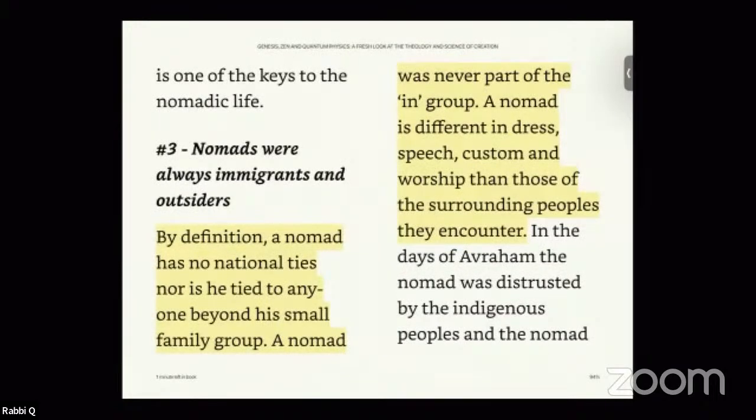Nomads were always immigrants and outsiders. Okay? They never were actual citizens of the nations around them, ever. Okay? They stuck to themselves. Doesn't mean they didn't have diplomacy. It doesn't mean that they didn't enter a city for supplies or whatever, etc. It means that they chose not to be people of that land and chose not to worship the gods of that land.